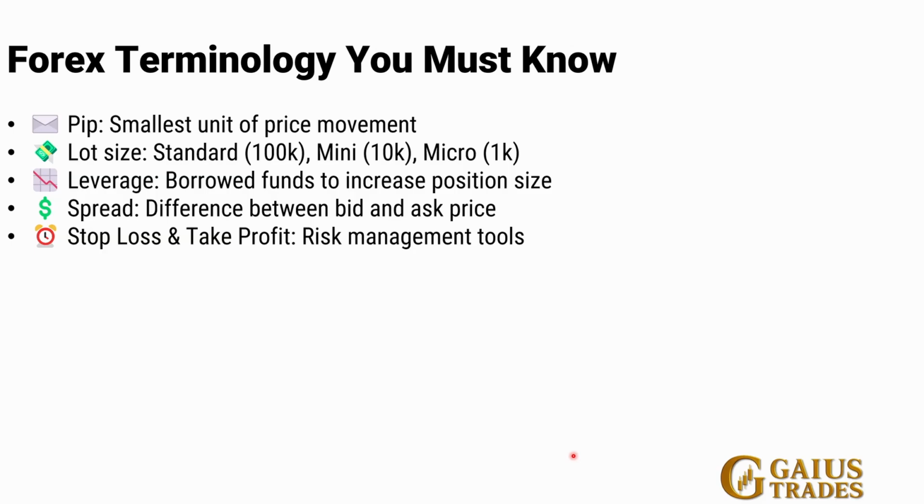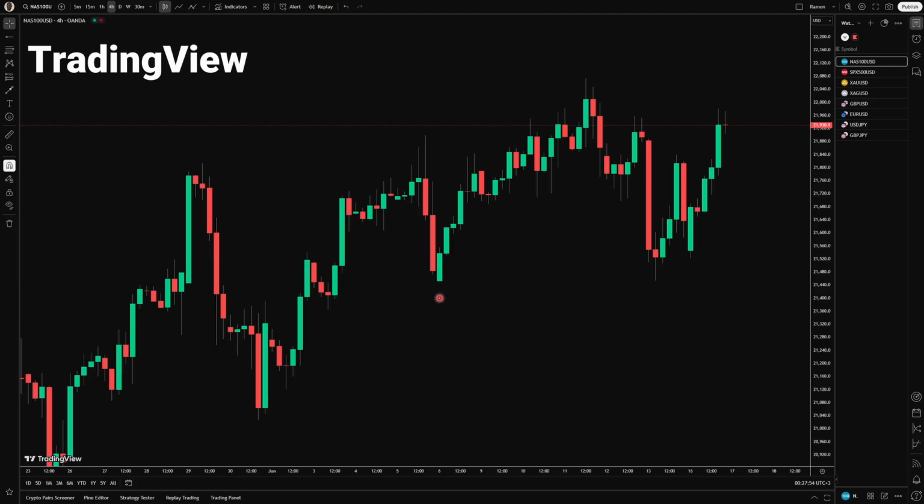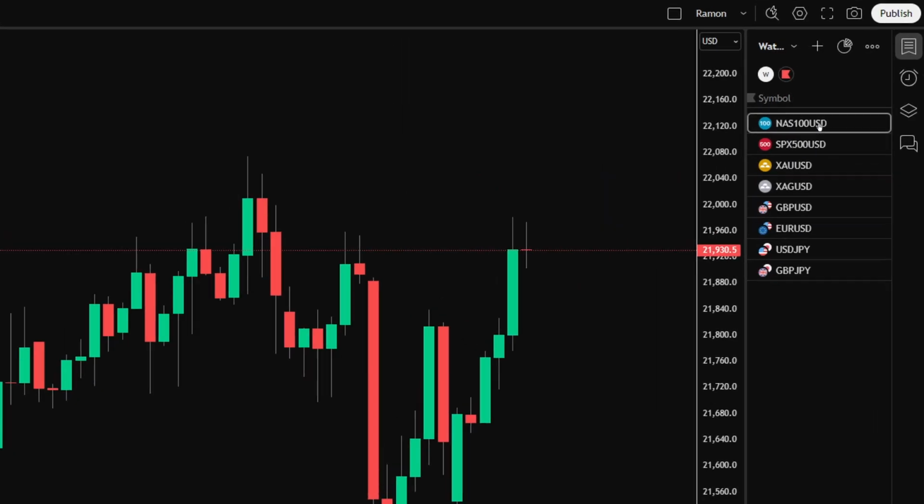Okay. Forex terminologies that you must know as you head to the trading business. You need to understand a pip. What is a pip? A pip is the smallest unit of price movement. What is this smallest move in the price movement? I need to take you back to TradingView a little bit, and then here at this level I want to magnify a little bit so that we can read this price together. Okay.